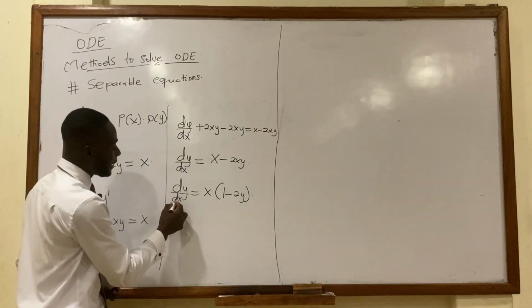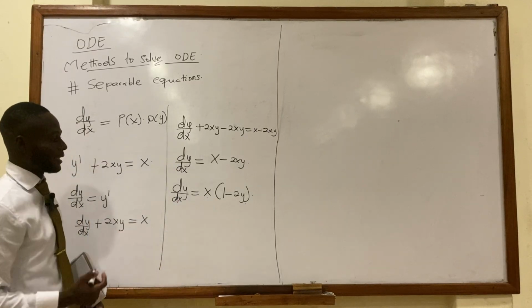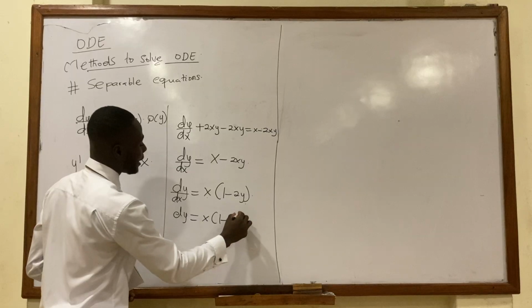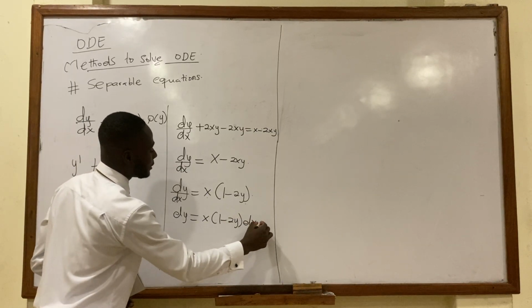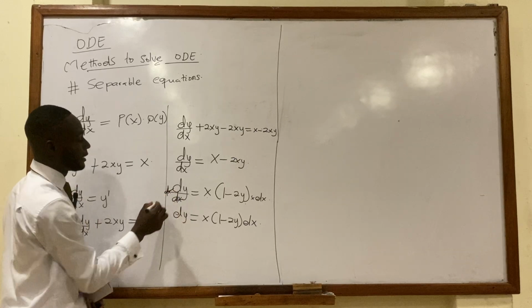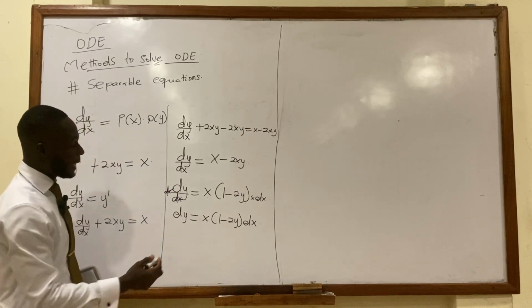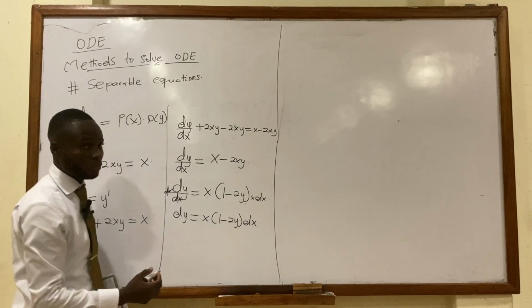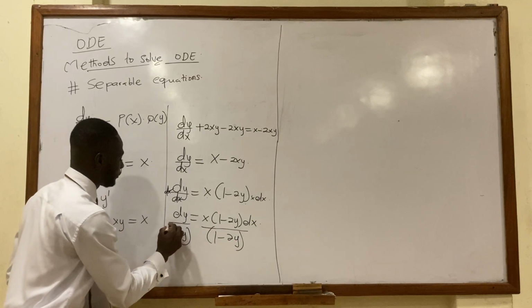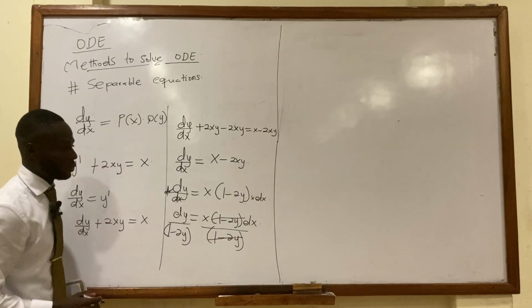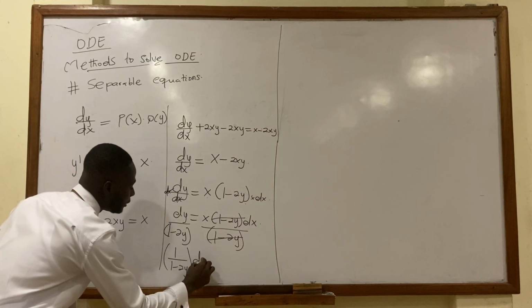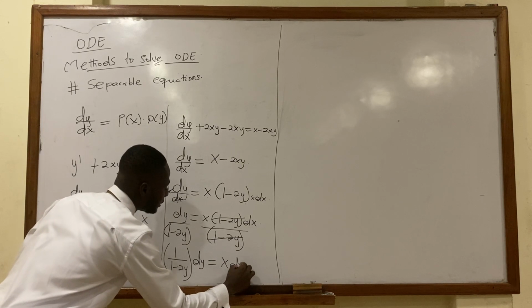right? Now we can send this dx here and bring this x to this side, right? So we have dy equals x times (1 minus 2y) dx, right? We multiply through by dx. Now we want to have only terms in x here, so what do we do? We divide by 1 minus 2y. Good. So this will basically take off this as well, and then we have 1 over (1 minus 2y) dy is equal to x dx.